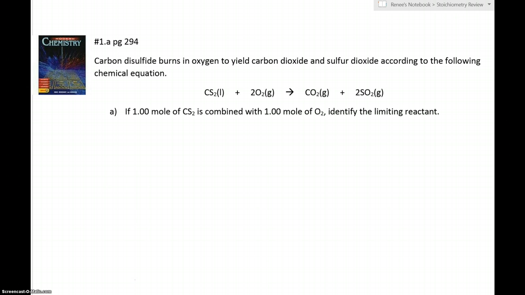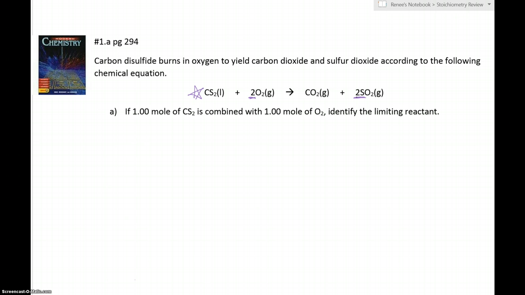So this is very similar to any other stoichiometry problem. First thing you always want to do is make sure that your equation is balanced. And if I look here, I have 1 carbon on either side, 2 sulfur. Looks like with this 2 coefficient here and this 2 coefficient in front of sulfur dioxide, I am already balanced.